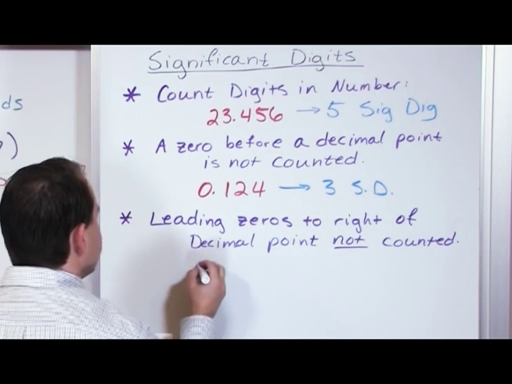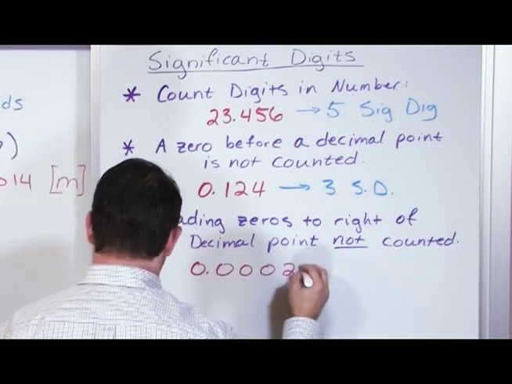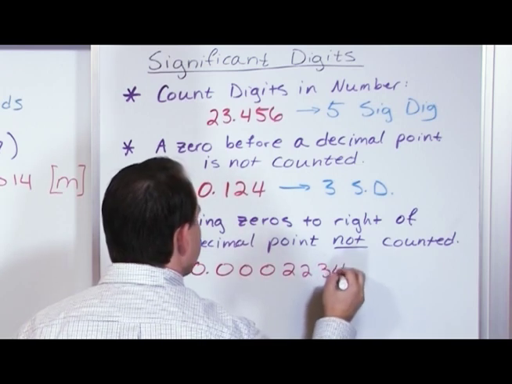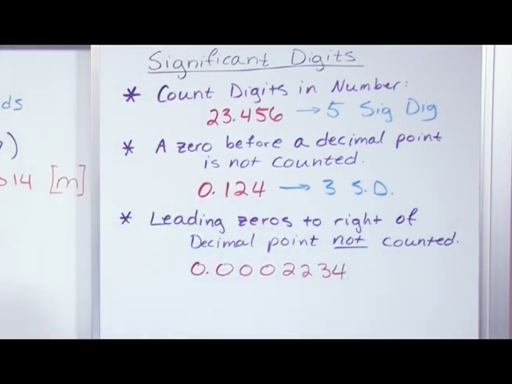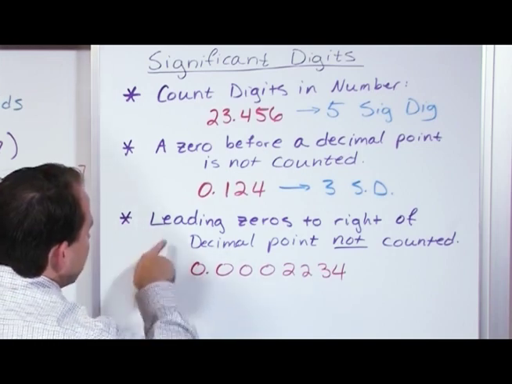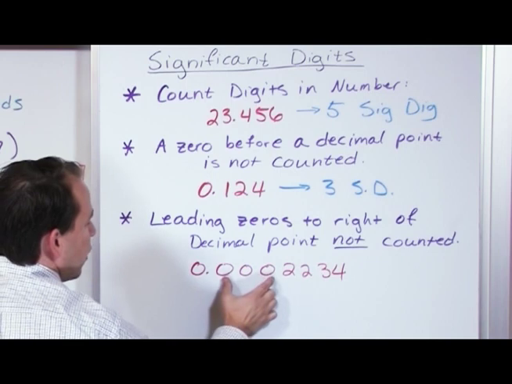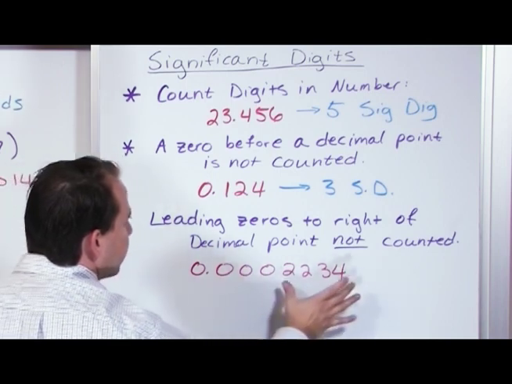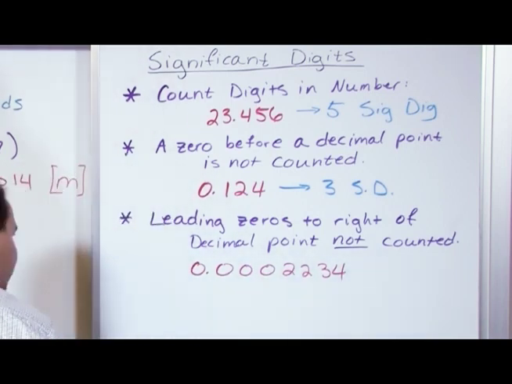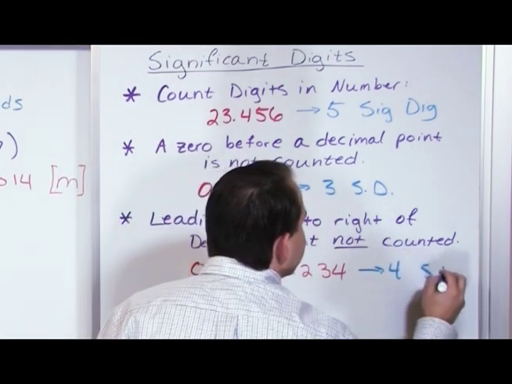What if I have 0.0000223? How many significant digits is this? Well, you should know from this rule that this one doesn't count at all. But what I'm telling you with this rule, leading zeros to the right of a decimal. See, these are what we call leading zeros. They're zeros that are before the main digits. But in fact, this has 4 significant digits.